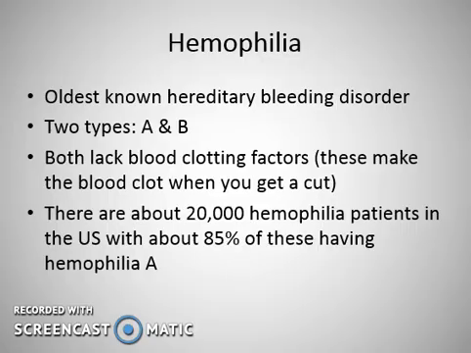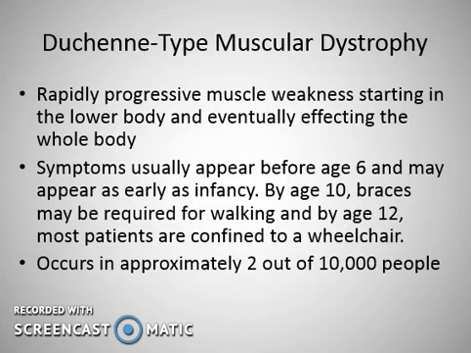Hemophilia is, again, a blood disorder. There's two types, A and B hemophilia. In both of them, the individual lacks clotting factors, and so their blood doesn't clot. It says there's about 20,000 hemophilia patients in the U.S., and about 85% of those have hemophilia A. And these individuals now can take drugs which actually make their blood clot.